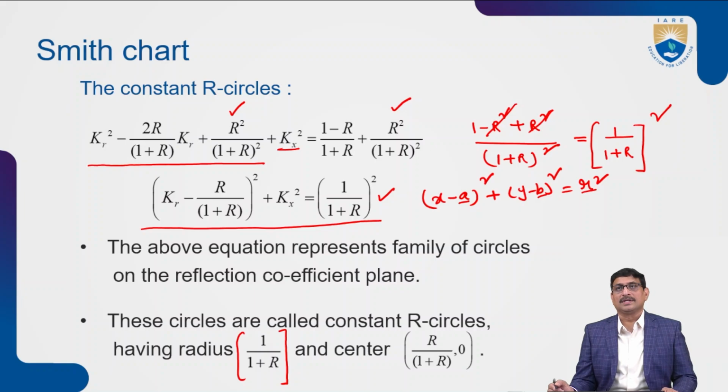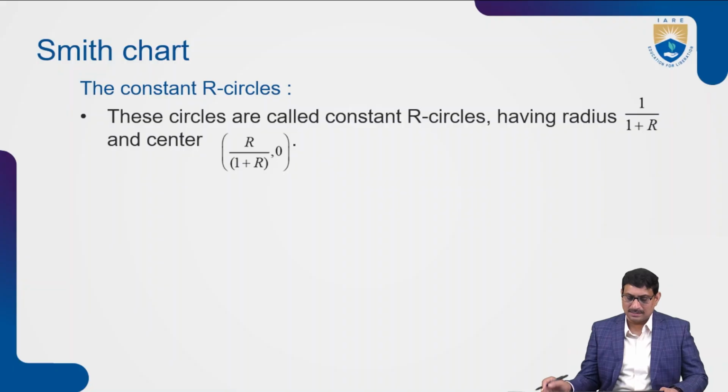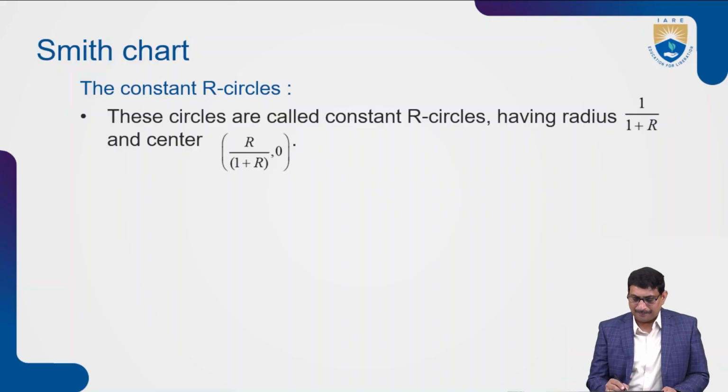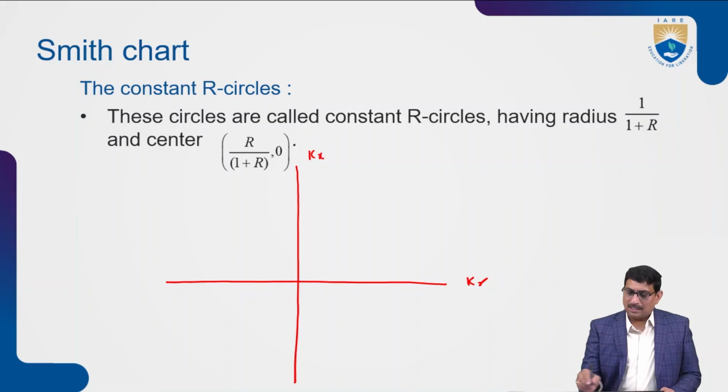So if I vary the r value by taking 0, 1, 2, and so on up to infinity, it gives different circles. Therefore, as the value of r is changed, that equation gives different circles, which we can call the family of r circles. We will see these circles on the constant reflection coefficient plane. I will take this as the kr axis, and this as the kx axis.